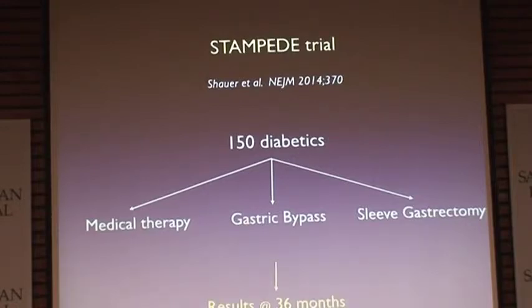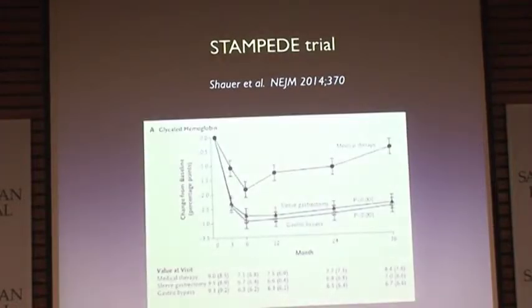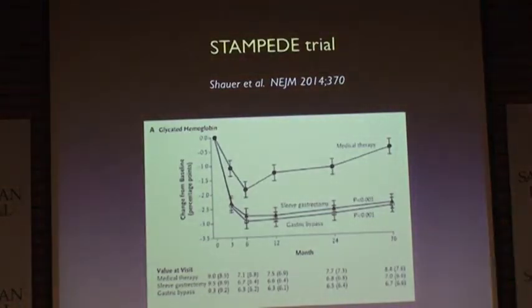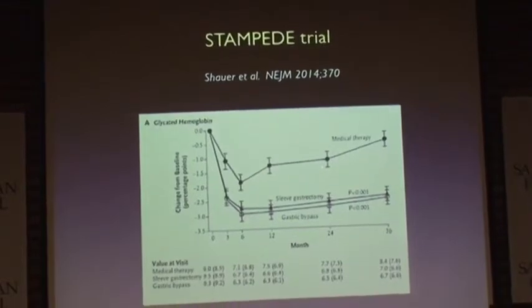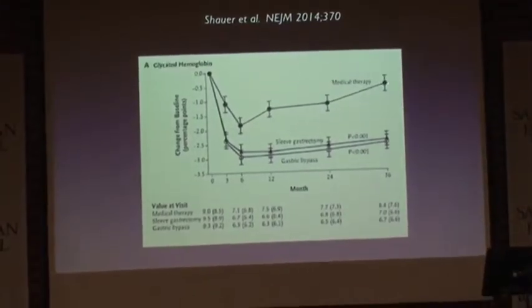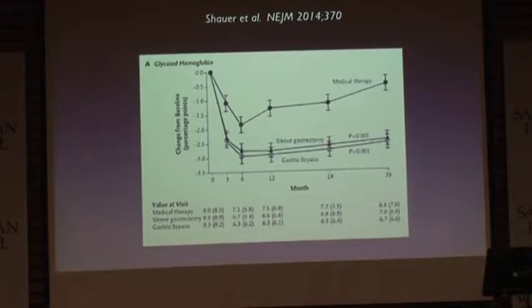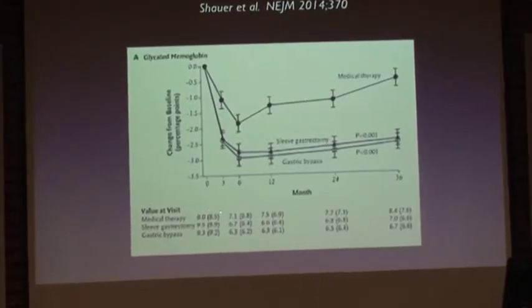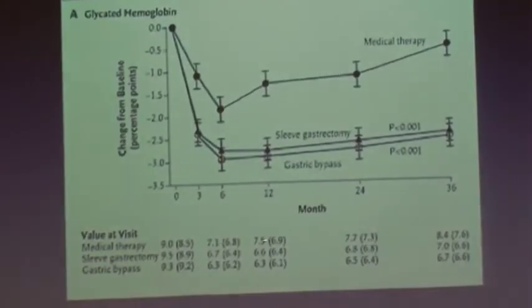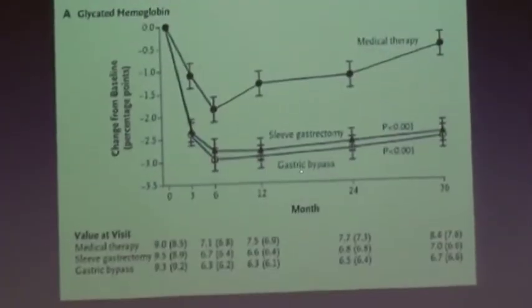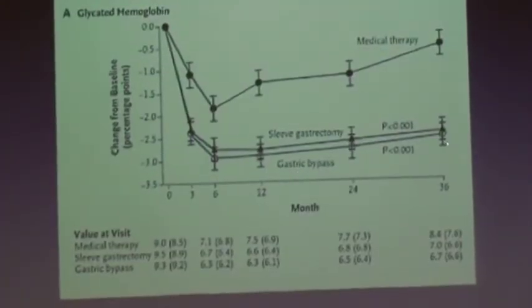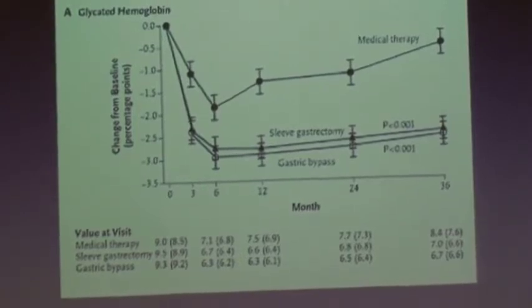So how did they do? 3 years later, if you just manage them with medications, in the beginning they may do better, but eventually they don't land far from where they began. These patients obviously had very high blood sugars and hemoglobin A1C levels, and it didn't really change much 3 years later. But the two groups that underwent surgery, sleeve gastrectomy and gastric bypass, significantly improved over 3 years.